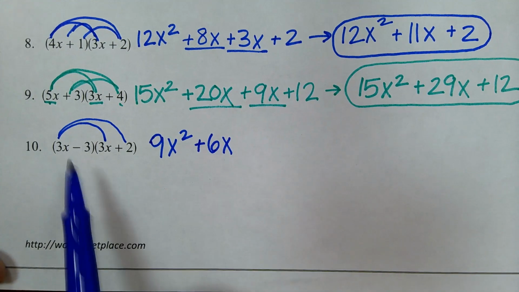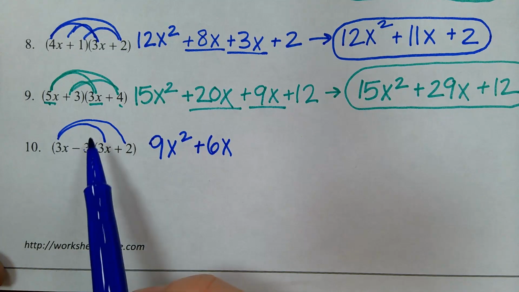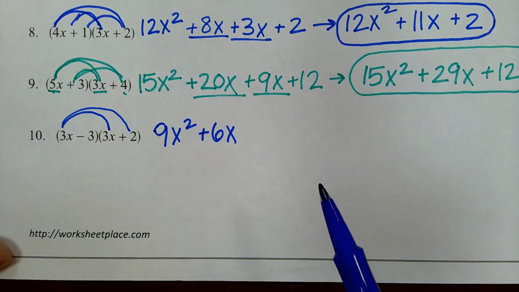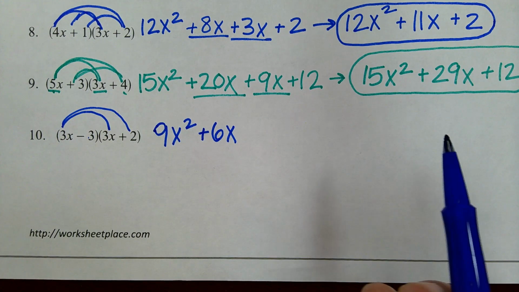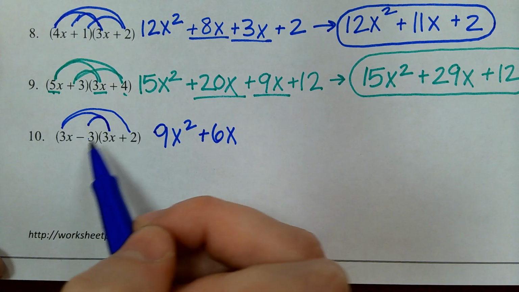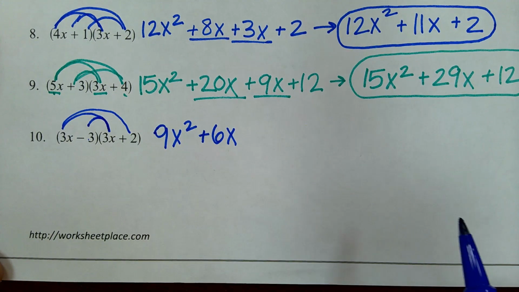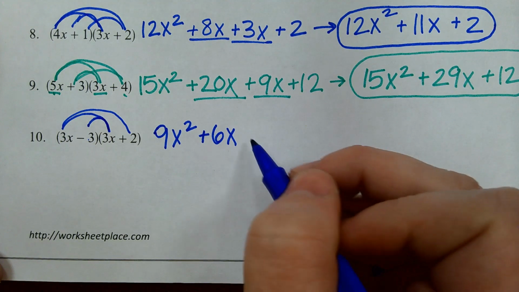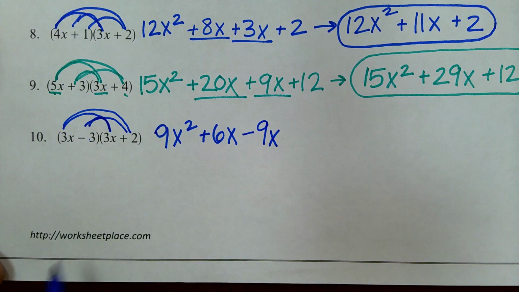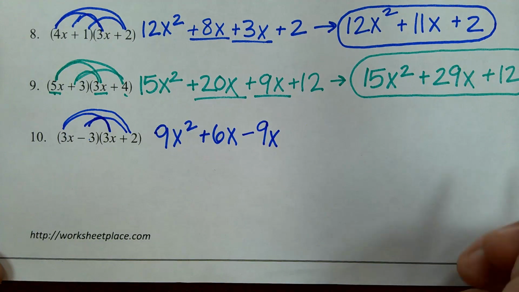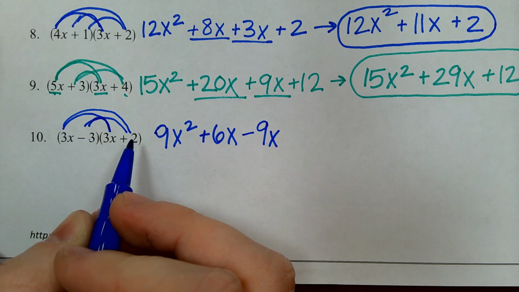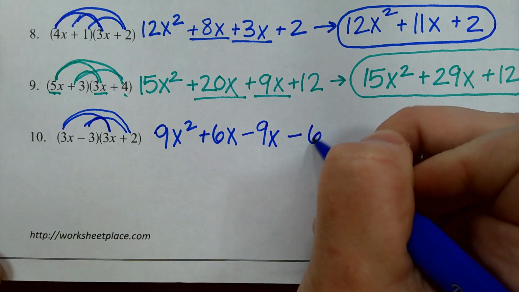Okay, were we looking at the middle terms maybe? Or what were we looking at? I heard some people say negative numbers. I was moving on to the inner terms. Gotcha. Okay, now let's look at the inner terms. 3x and negative 3, what are those? Negative 9x, good. And last terms. So we have negative 3 times positive 2. What is that? Negative 6.